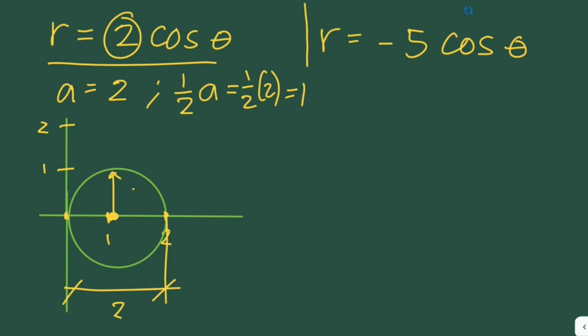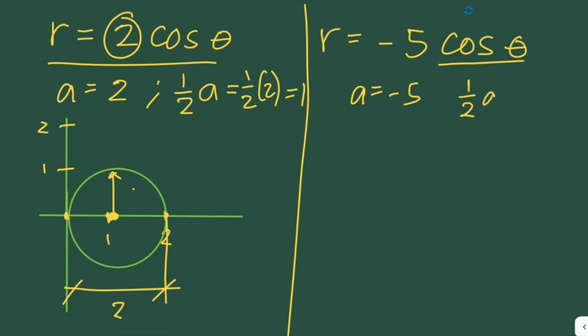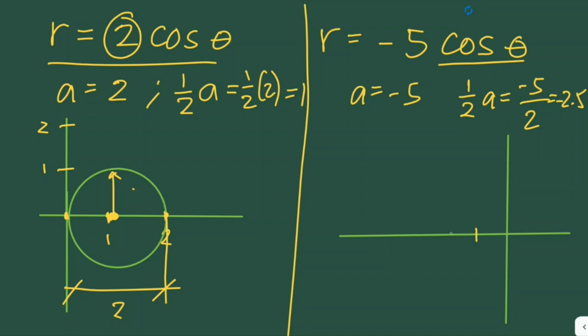How about R equals negative 5 cosine theta? Again, it's cosine theta, so our graph would be facing towards the left or right. And since the value of A here is negative 5, our circle would be facing towards the left. Then one half of A is one half of negative 5, which is negative 2.5. So our A would be 1, 2, 3, 4, 5 to the left, and then our one half of A is 2.5. Then our circle would look like this.